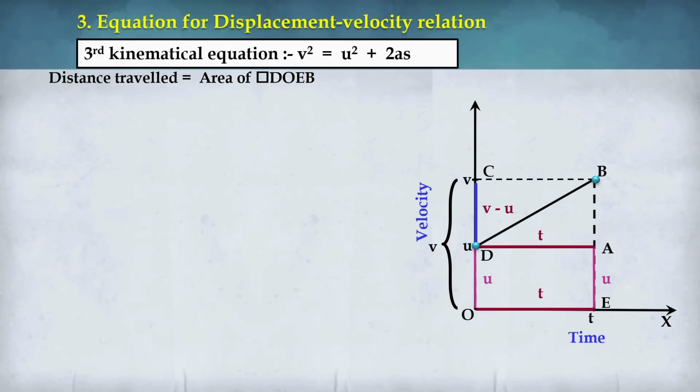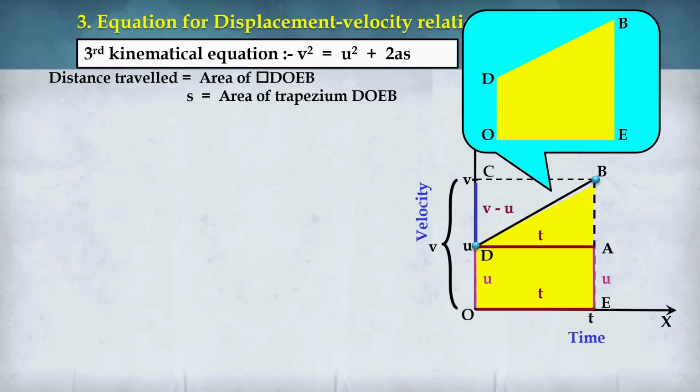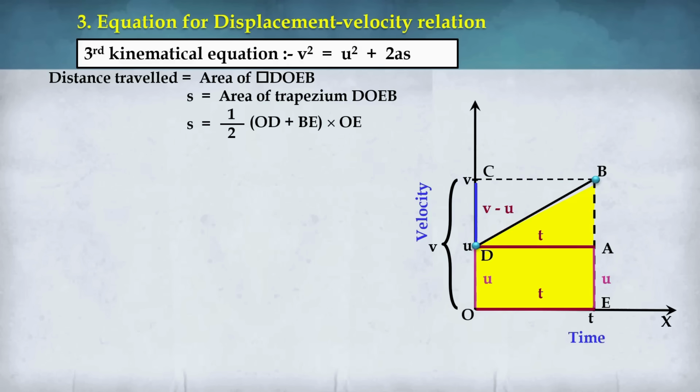In a velocity-time graph, the distance traveled is equal to the area under the graph. In this case, the shaded region forms a trapezium. So the displacement is equal to the area of the trapezium. The formula for the area of a trapezium is half multiplied by the sum of the parallel sides multiplied by the height. Here, the two parallel sides are OD and BE and the height is OE. Therefore, displacement is equal to half multiplied by the sum of OD and BE multiplied by OE.